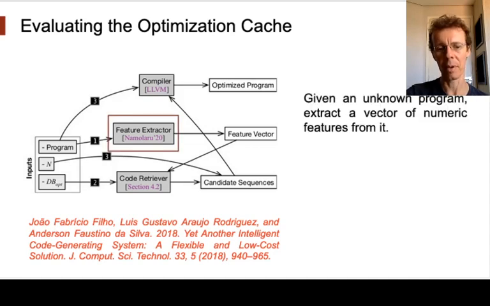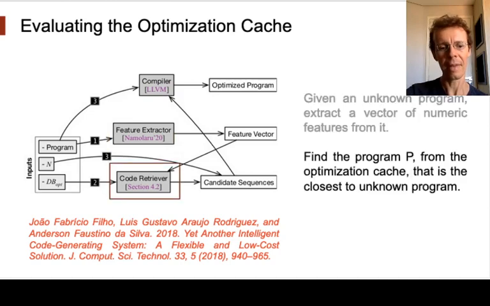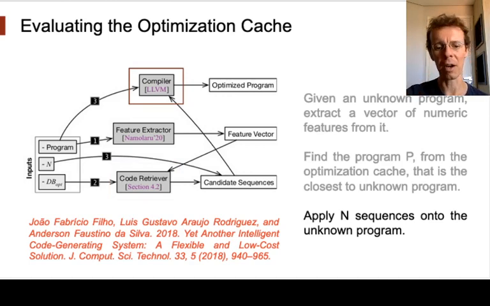In the first step, the predictive compiler extracts a vector of numeric features from the unknown program. Next, the predictive compiler finds the closest program P from the optimization cache to the unknown program. Similarity is measured as the Euclidean distance applied on feature vectors. Finally, the predictive compiler applies onto the unknown program the first n sequences associated with the closest program, which we call P, keeping the best result. N, in this case, is also a parameter of the predictive compiler.